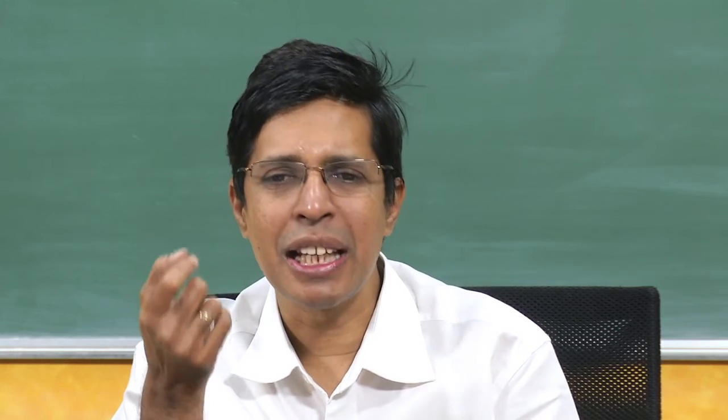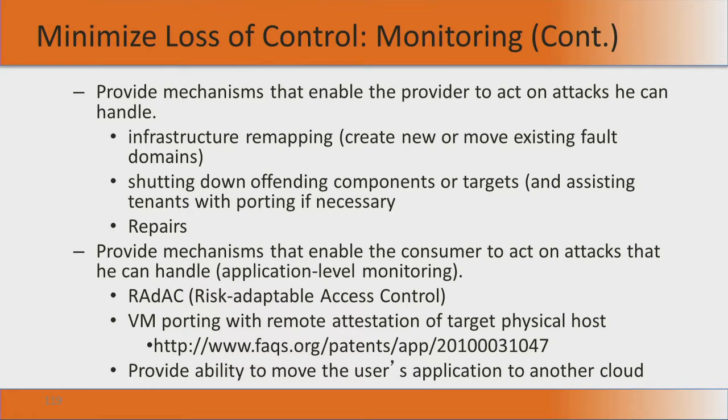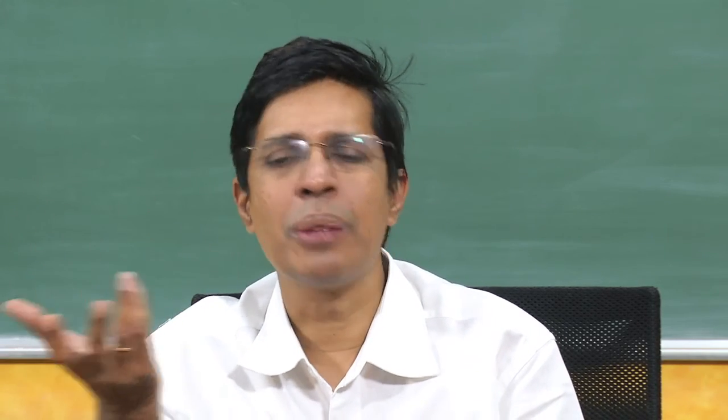And when there is an attack, we need to provide mechanisms that enable the provider to act on attacks he can handle. For example, I have a software X, and there is another fellow who has instantiated another virtual machine on the same server where X is running with an intention to attack X. So, immediately there should be infrastructure remapping where I create new or move existing fault domains out and move this virtual machine to a better system. Similarly, shutting down some offending components or targets, the provider needs to do.